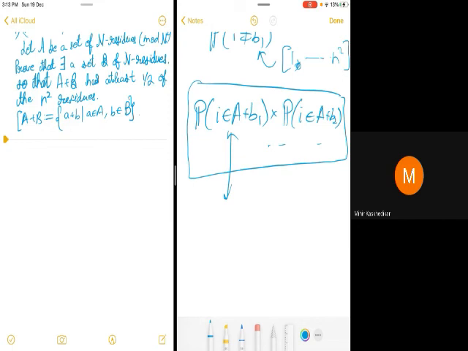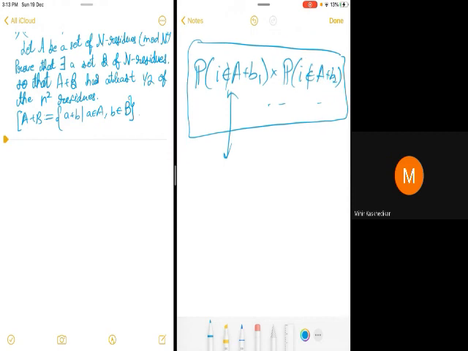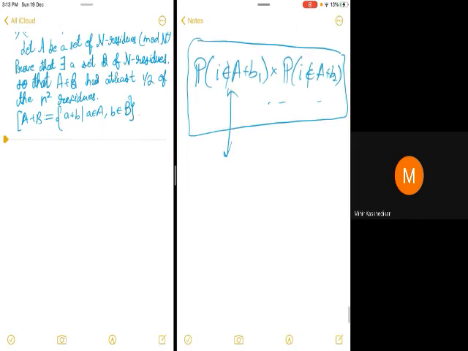Is it belong or does not belong? Does not belong. That would be n square minus n. No, so fix an I. Now what are the possible values of b1 such that I belongs to a plus b1? There will be n such values.